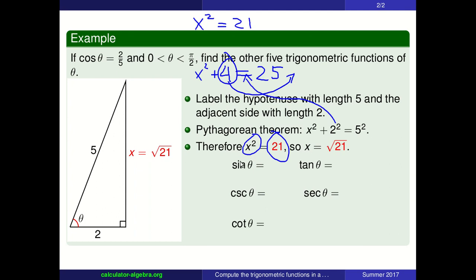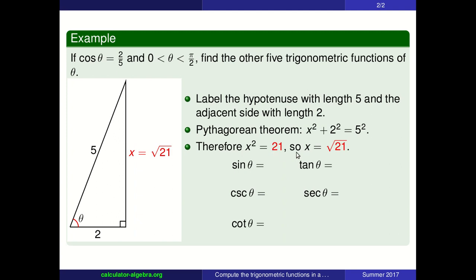And from there, of course, it is easy to conclude that if x squared equals 21, then x, by the rules of algebra, must be equal to plus or minus radical of 21, right? But we can discard the minus, because x is the length of a side of a triangle. So lengths are always positive by definition. So we do not need to include any signs.